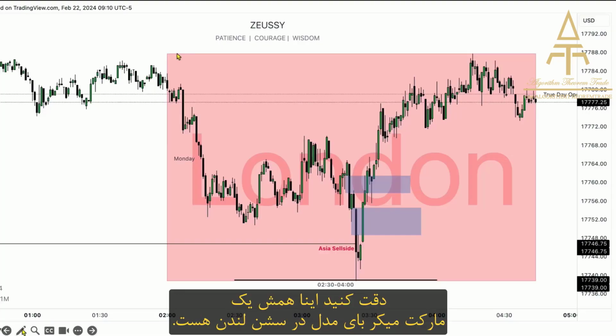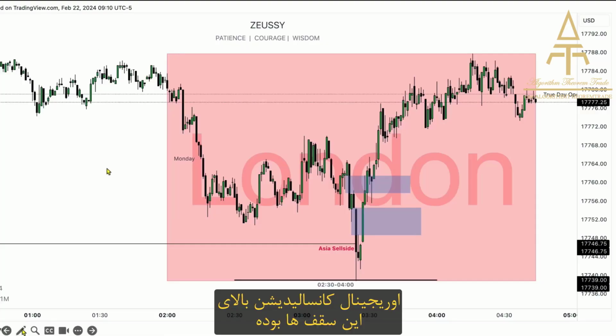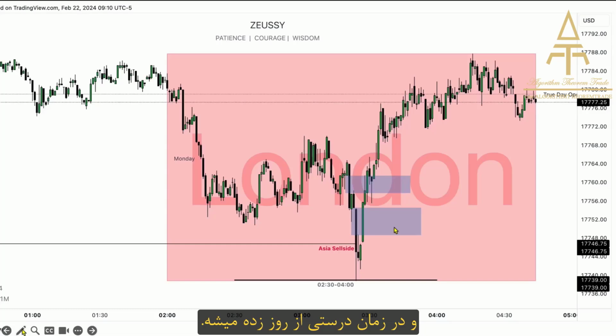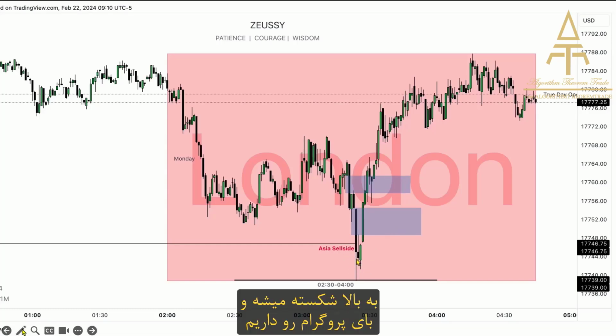Notice that this is all one big market maker buy model during the London session. Original consolidation being above these highs here. Point of interest, Asia low. The Asia low got run during the right time of the day. Market displaces, boom, buy program unfolds.